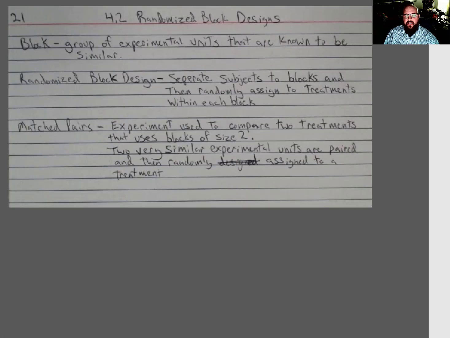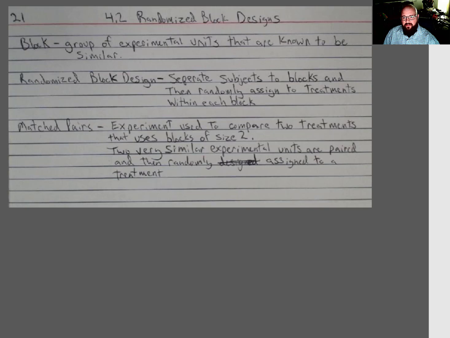Alright, so we're going to cover day 2 of section 4.2, in which case we're going to talk about randomized block designs. So for the block, that's referring to a group of experimental units that are known to be similar. So then we use a randomized block design, so we separate subjects into blocks and then randomly assign to treatments within each block. And we'll go over that more in detail.